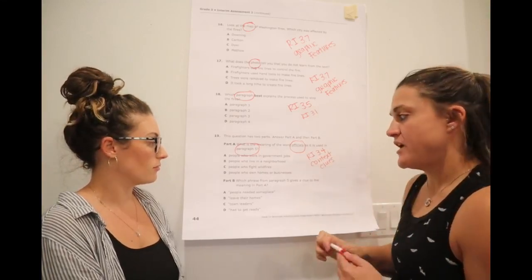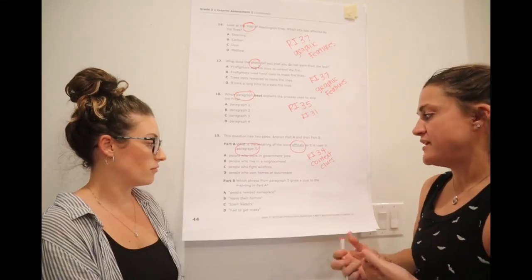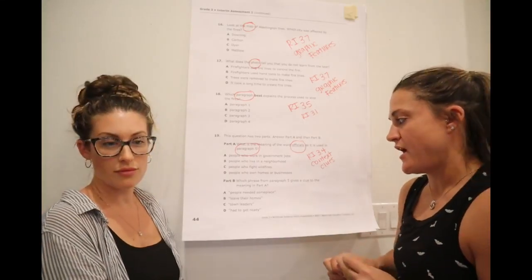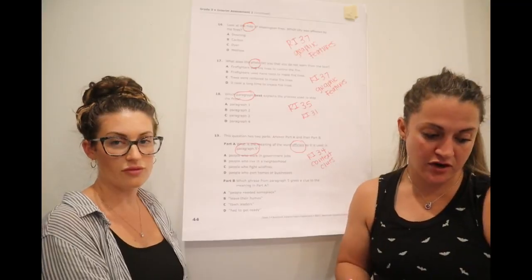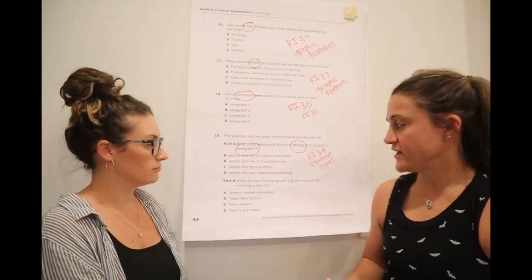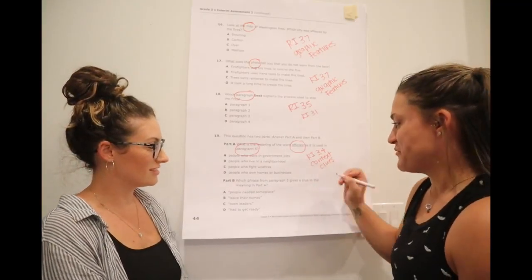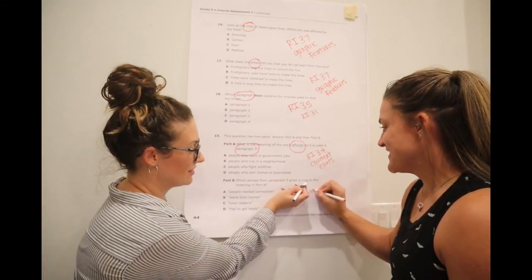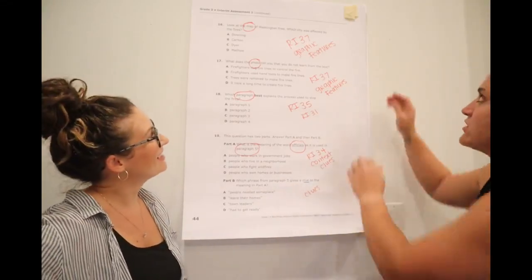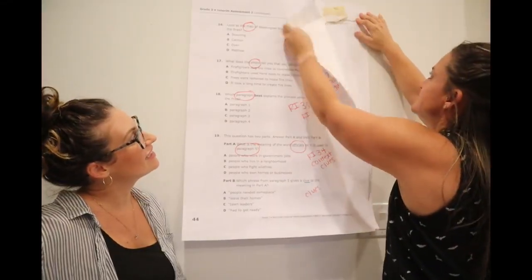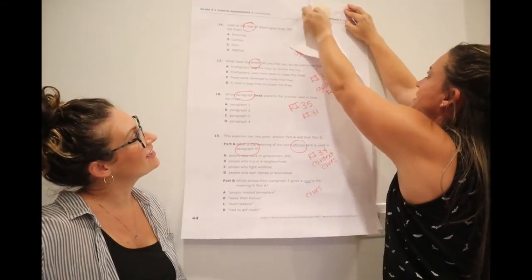And then Part B: which phrase from paragraph 5 gives a clue to the meaning in Part A? So they're again going back and reading and making sure they find the clue. This would be context, and this would be clue. Oh yeah, look at that, it's already there.